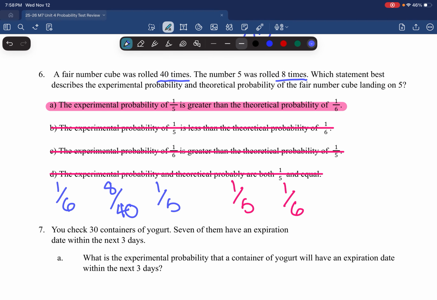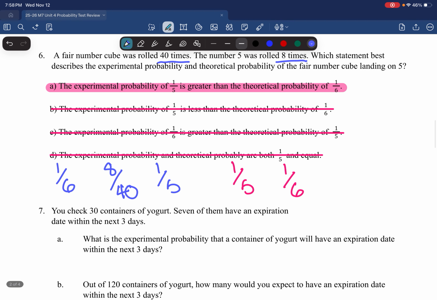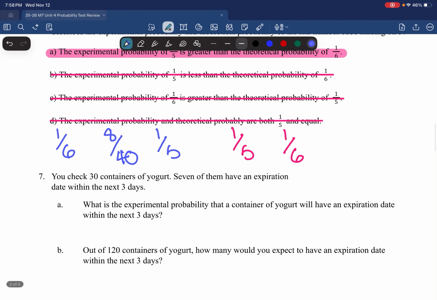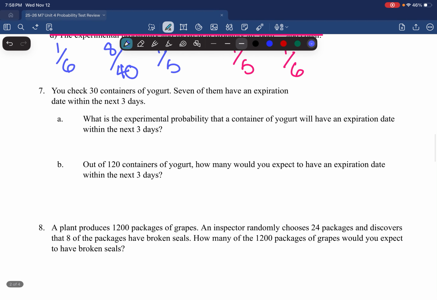All right, so let's keep on moving. You check 30 containers of yogurt. 7 of them have an expiration date within the next 3 days.